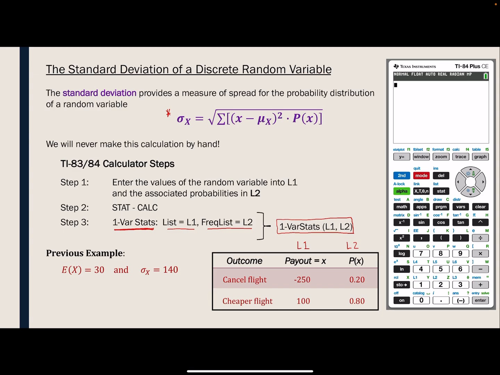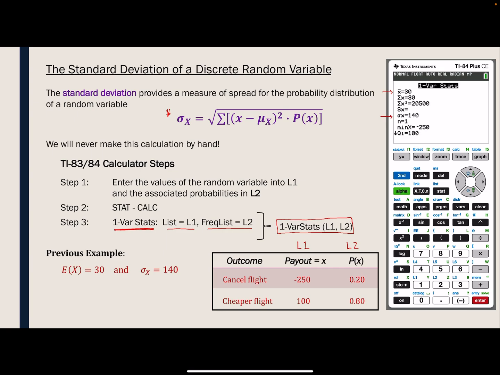So just to show you this on the calculator quick, go to stat edit, put the x's in for L1 and the probabilities in for L2. And then go to stat calc one variable stats. And then calculate. So you can see that we've got an average here of $30 and a standard deviation of 140.